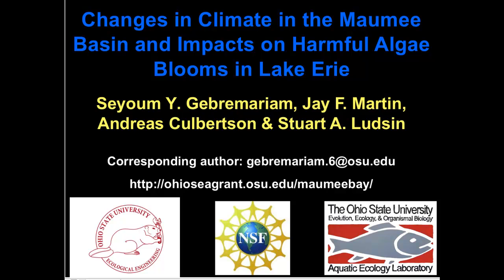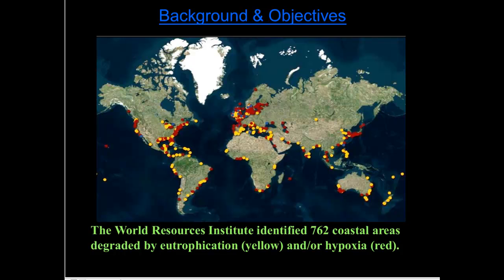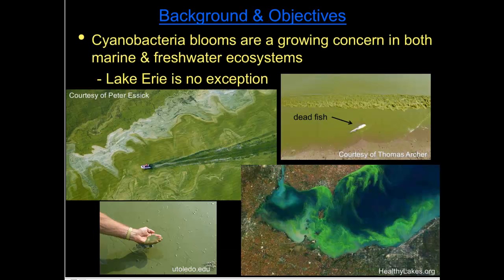With that, I'm going to go into a little bit of background and objectives. So a couple of years ago, the World Resources Institute identified over 750 coastal areas that are being degraded by eutrophication and hypoxia across the world. The one thing all these have in common is that the eutrophication and hypoxia is due almost solely to greater amounts of nutrients coming from the upstream watershed and entering coastal or lake systems. And this causes eutrophication or hypoxia. So this is a global problem, and it's also occurring in Lake Erie.